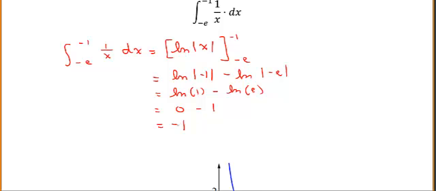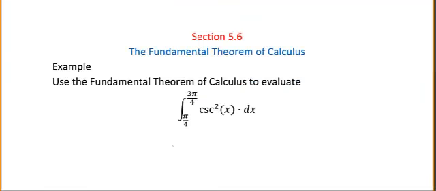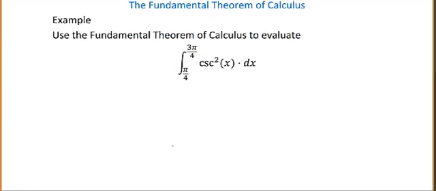Remember, a negative definite integral means we have area below the x-axis. All right, and here it is. The area of this from negative e, approximately negative 2.718, is where negative e is. This area is, there's 1 square unit of area here. Take a look at another one.